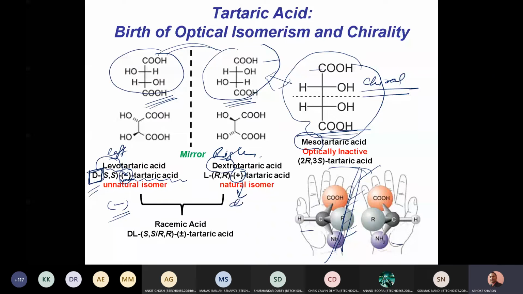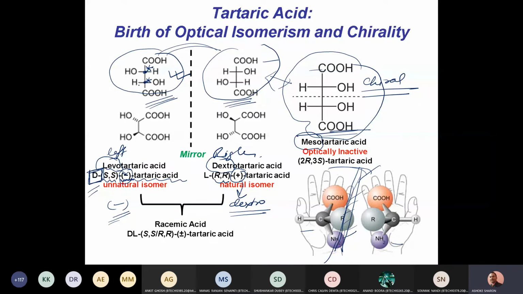Now can you tell me what is this SS? What is that? What is this RR? What is that? Now my next question, how many chiral centers in this compound? We have two chiral centers in this compound.